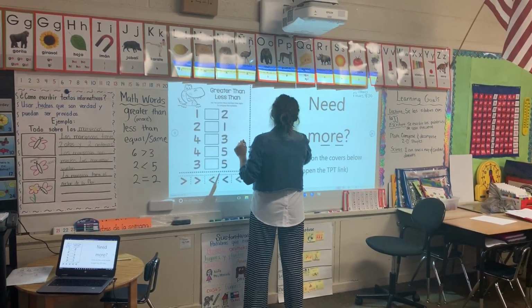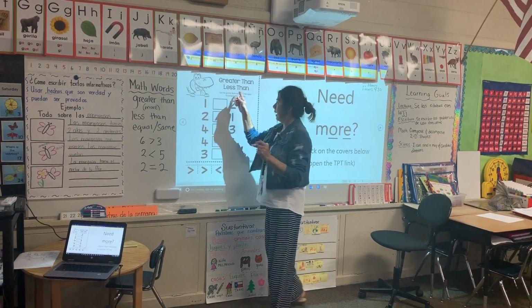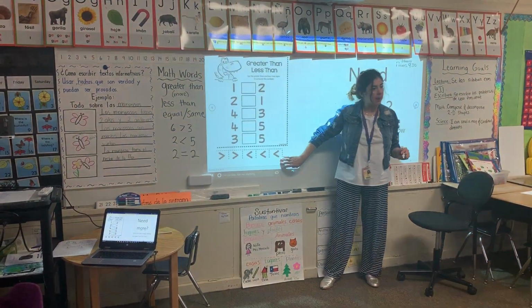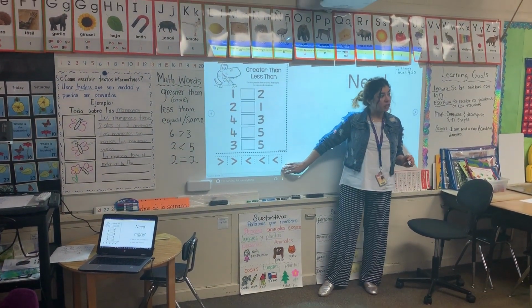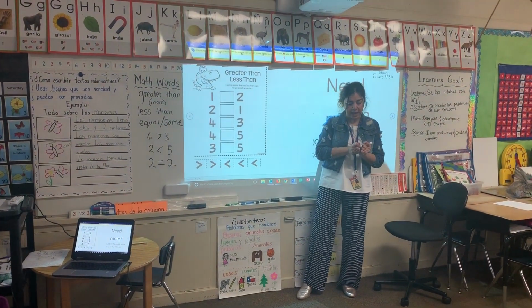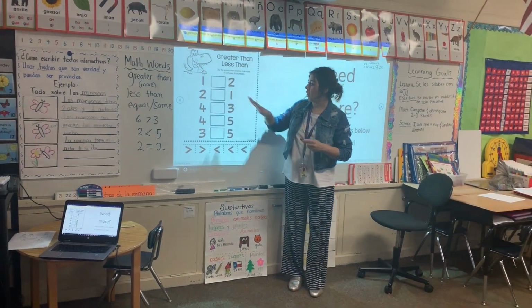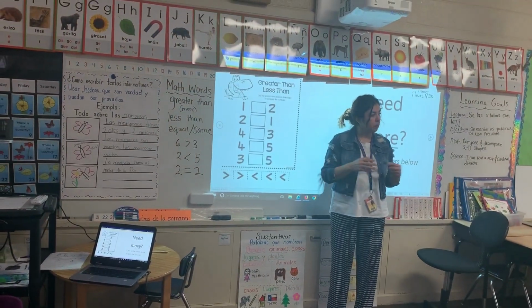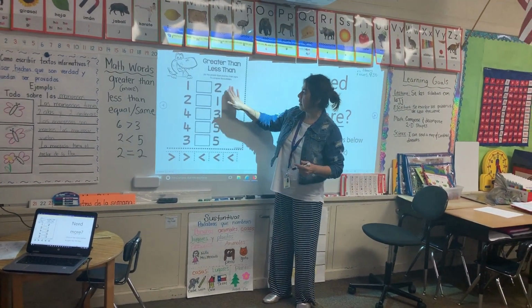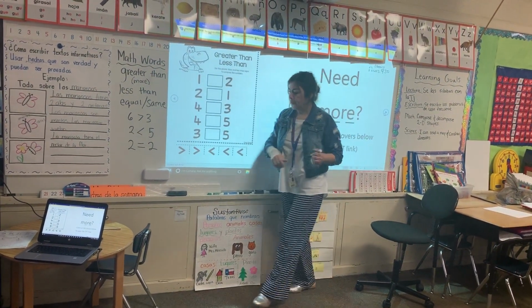Also here in greater and less than, we also have symbols. And they look like these, right here. Does everybody see this? These are also called symbols. Okay? We're going to be working with these symbols today. So as we're going to be working on our first math problem together, we're gonna do this together.